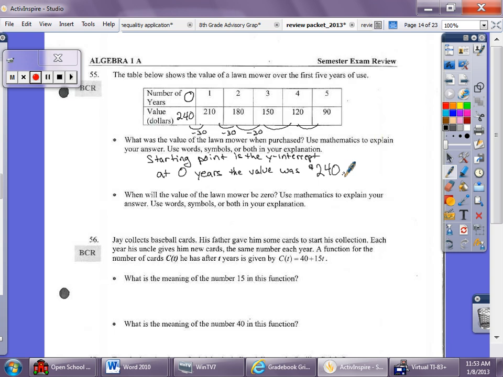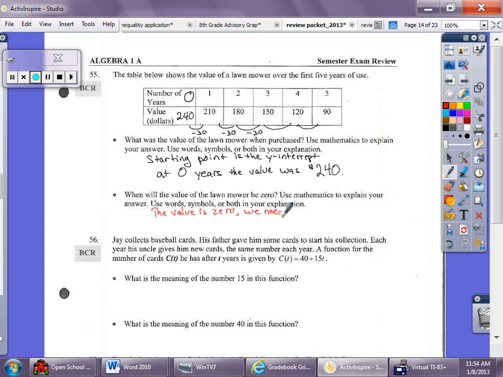We found our starting point, which is the y-intercept. So at 0 years, the value was $240. And then if we look at part B, when will the value of the lawnmower be 0? Well, this is saying that the value is 0. So what we're looking for is our x-intercept.